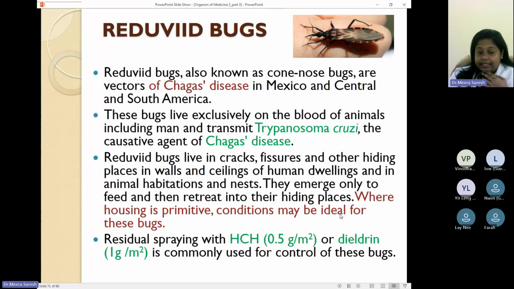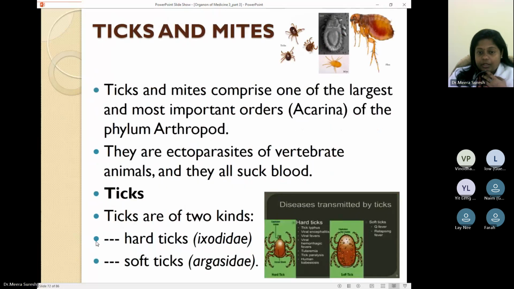It is usually seen in areas where the housing is very primitive because, as we see, they hide in the walls, cracks, fissures, and ceilings of human dwellings. So if the house is in a dilapidated condition or a very primitive building type, then we see the presence of redwood bugs. Residual spraying with HCH or dieldrin is commonly used for the control of these bugs.